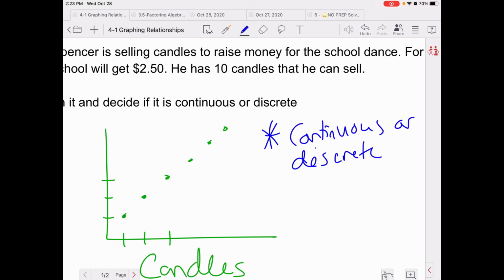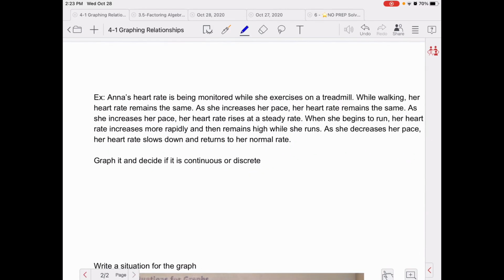Okay. And this would be discrete, right? Because I can't sell half of a candle, right? There's going to be no data point right here because that's half of a candle. That doesn't work, okay? So it is, in fact, discrete data, okay? All right, let's try another one.